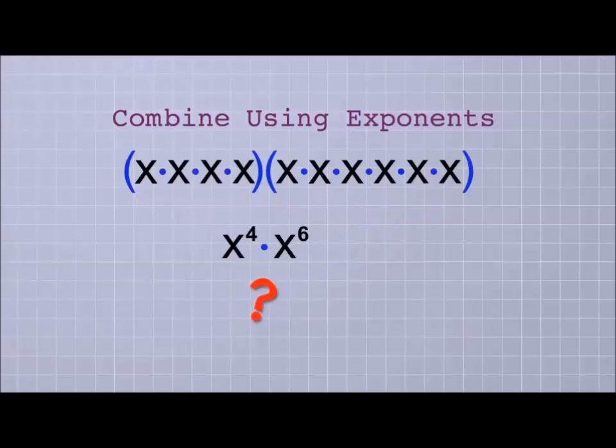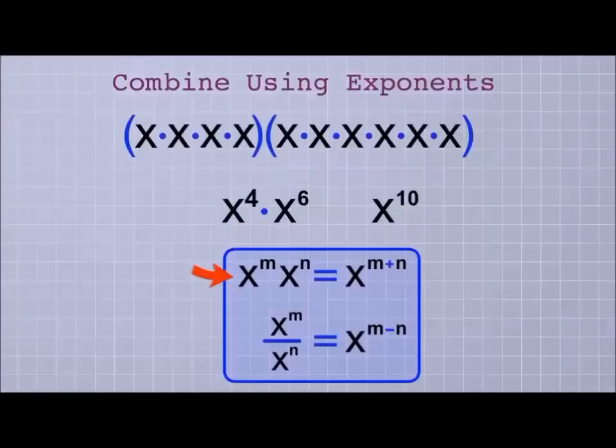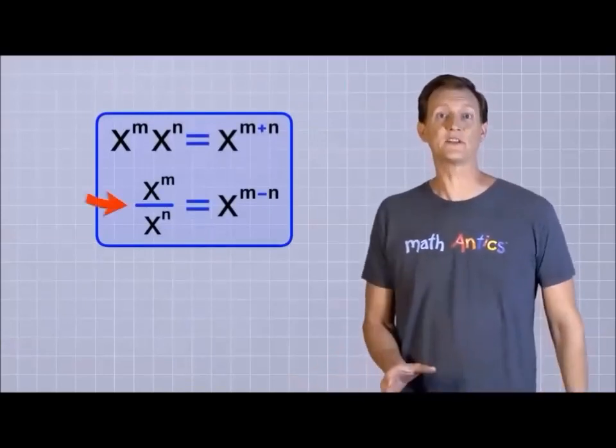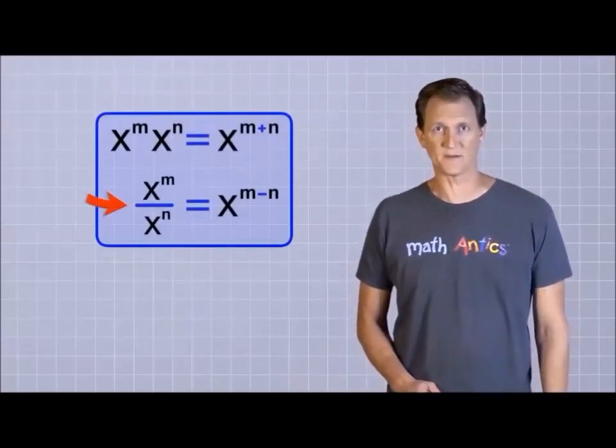I mean, why not just combine all 10 x's into the expression x to the 10th? Ah, but there you see that our law holds true. X to the fourth times x to the 6th would equal x to the power of 4 plus 6, or x to the 10th. Okay, now let's move on and see some examples of the second law in this set, which tells us how to divide expressions with the same base.